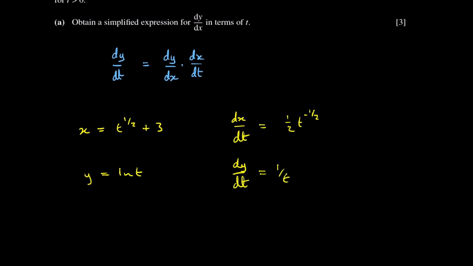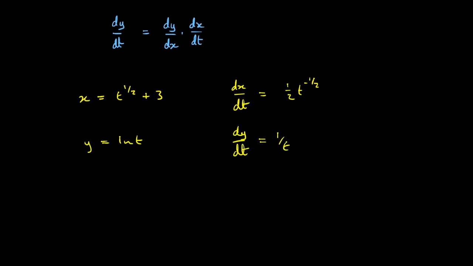And so therefore I can just substitute this into the expression I've got on the top. So dy dt, which is 1 upon t, is equal to dy dx times dx dt, which is a half t to the power of negative 1 upon 2, which is 1 upon the square root of t, right?